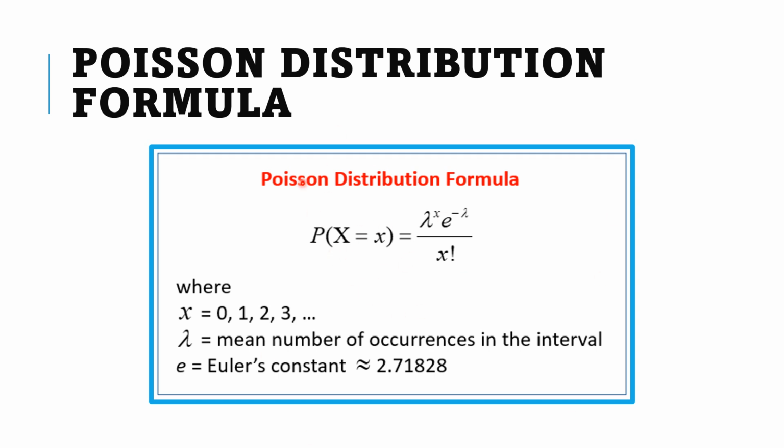Here I have the formula of the Poisson distribution. In this formula, x is 0, 1, 2, 3, any number. Lambda is the mean number of occurrences in the interval. And this e here is Euler's constant, which is always 2.71828. x is the number of events, right?